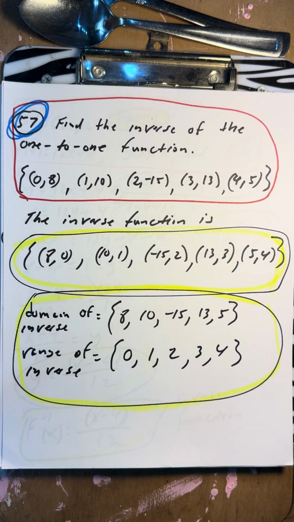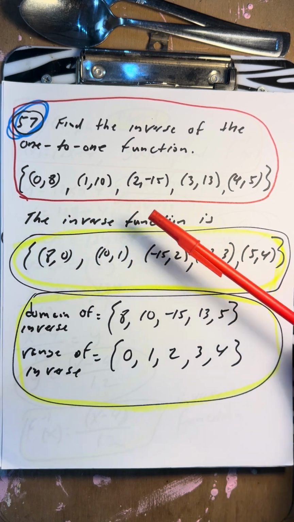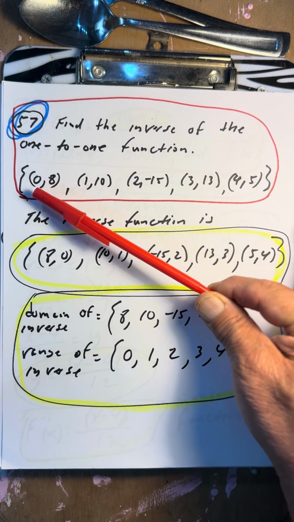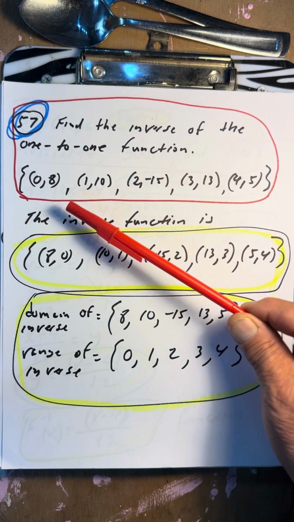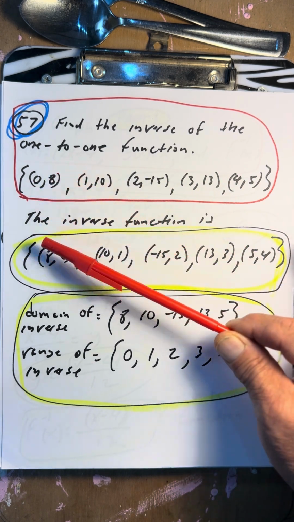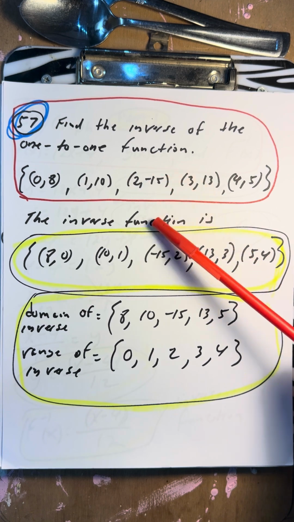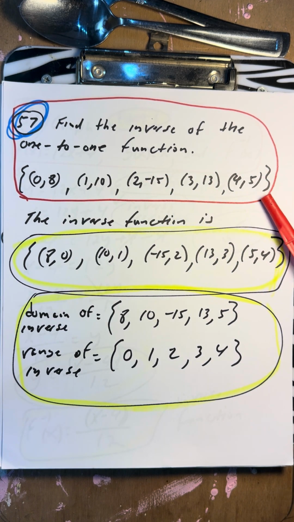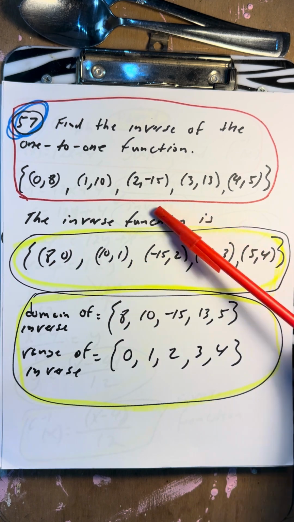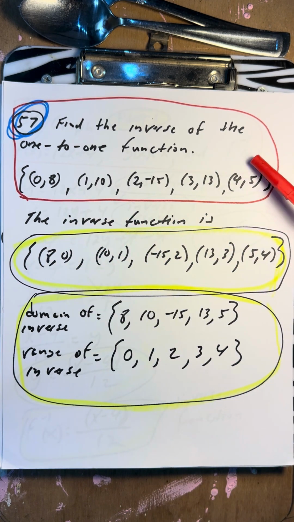Find the inverse of the one-to-one function. Okay. So now for the inverse, see these ordered pairs here, (0, 8), (1, 10), (2, 8), (15, 3), (13, 4) and (5, 4)? Turn them around. Just put (8, 0), (10, 1), (8, 15)... and (2, 13), (3, 5) and (4, ...). Now, this is the inverse function of that.